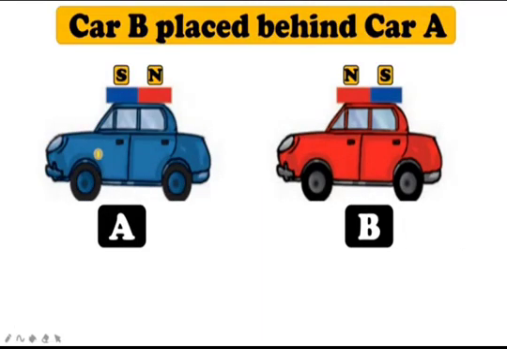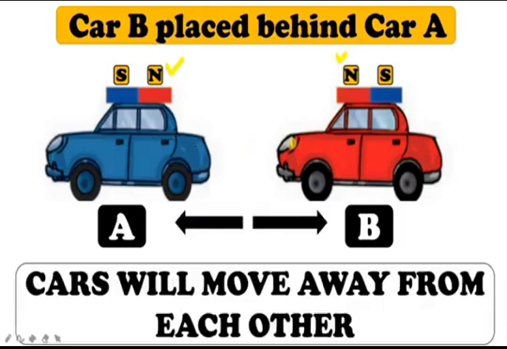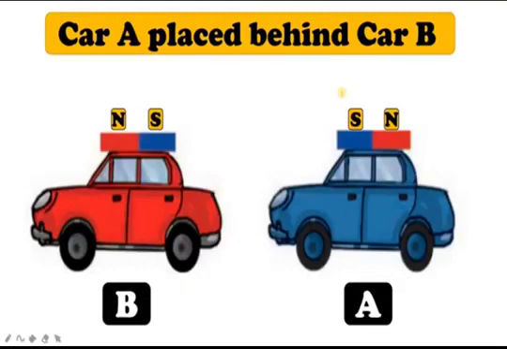Now car B is placed behind car A like this. In the case of A you can see the south and north pole, and car B, which is behind A, will have the north and south direction, as the magnet is kept like this. So here the cars will move away from each other. They do not come close because north and north poles repel, right?